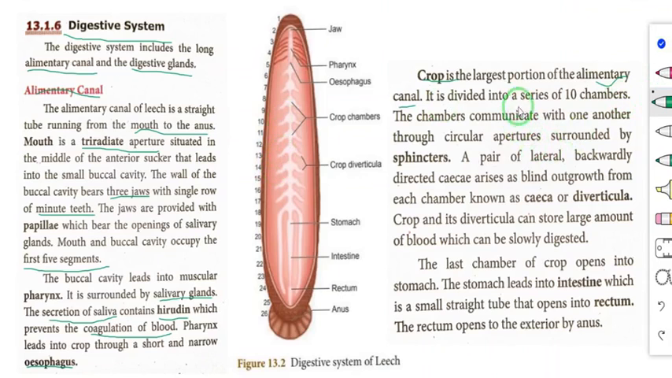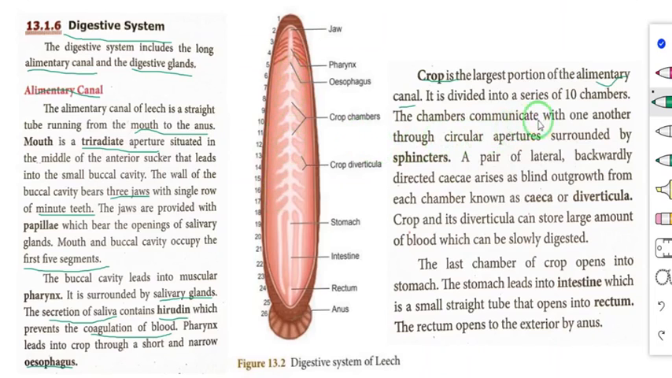It is divided into a series of 10 chambers. So totally 10 chambers are present. The crop is divided into 10 chambers: first chamber, second, third, fourth, fifth, and so on. Totally 10 chambers are present.